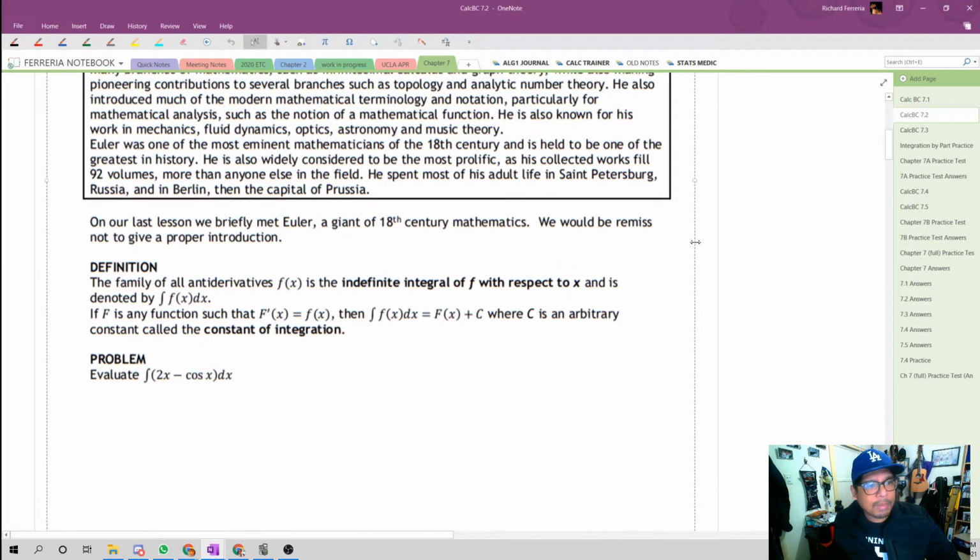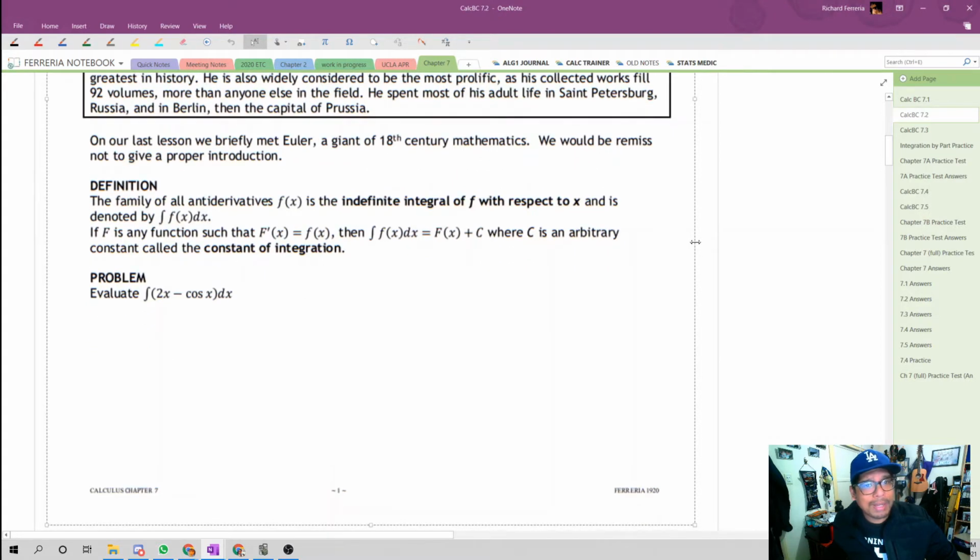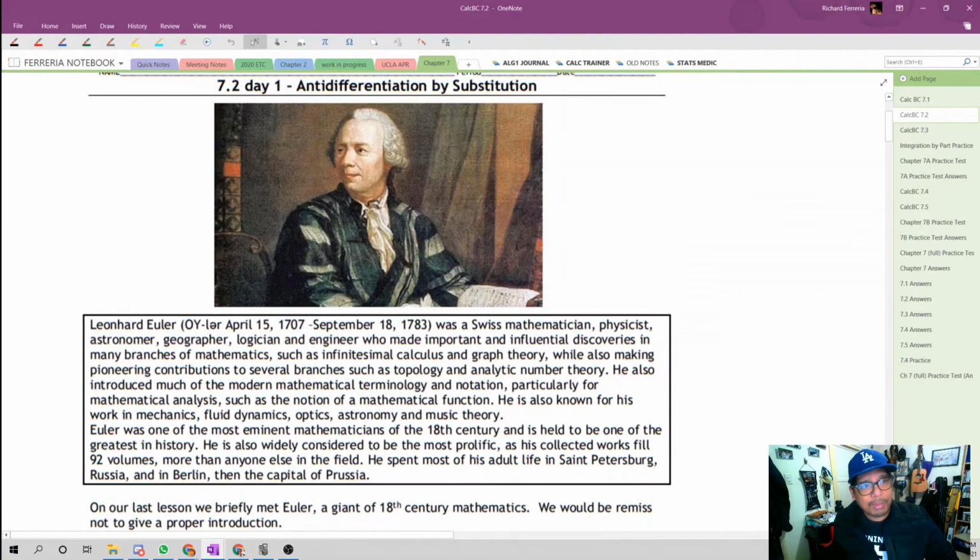So we talked a little bit about Euler last time. We had Euler's method, and of course we probably should give him the proper introduction, or the introduction that he deserves. Not that this lesson is going to be about Euler's method again, because it's not.